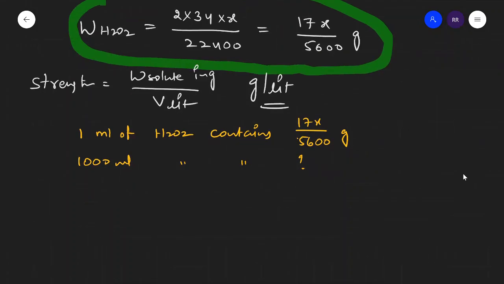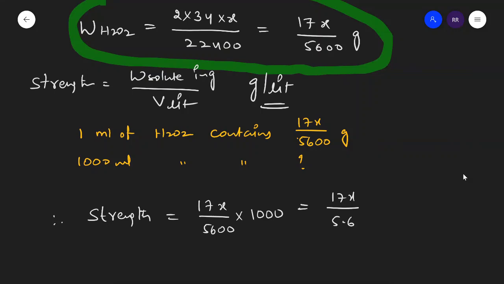So now what you can write, therefore, strength of the solution is equal to 17x by 5,600 into 1000. 1 ml means this much, so 1000 ml means 1000 into this much. So that will give us 17x by 5.6 grams per liter. This is the strength of the solution.